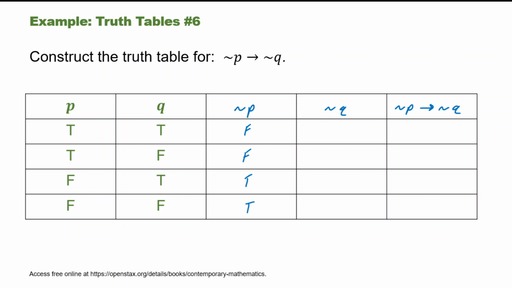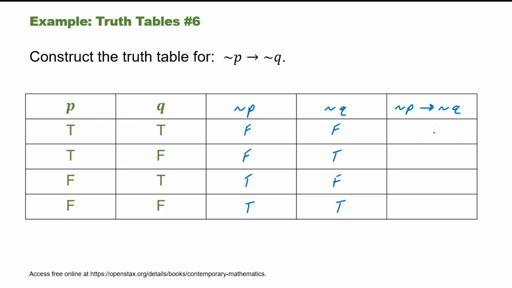For the fourth column, we need to find the Q column and find the negation of that column. So we're looking at our second column and reversing these, from true to false, false to true. So that makes our fourth column false, true, false, true. And finally, for our last column, we are going to look at not P and the not Q column. So that's our third and our fourth columns, and we're applying the rule of the conditional.